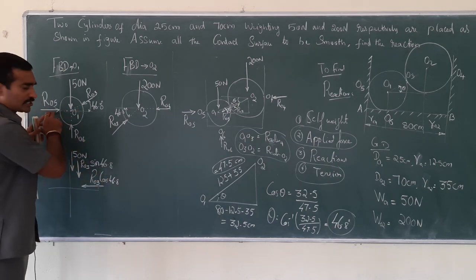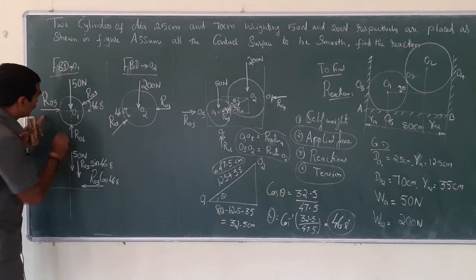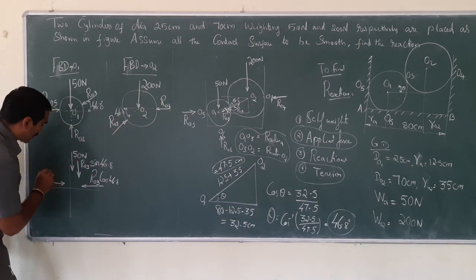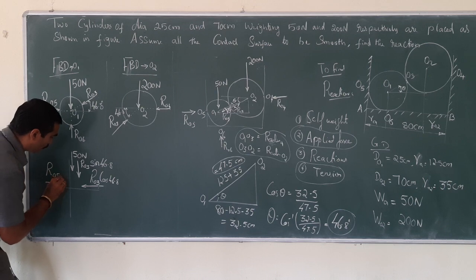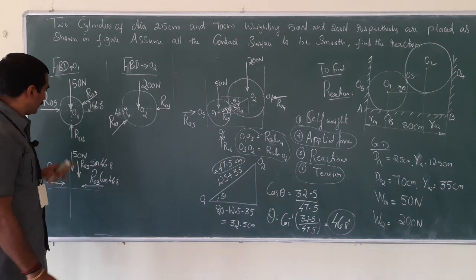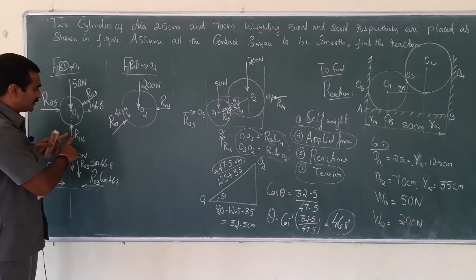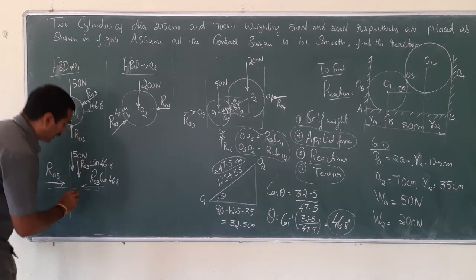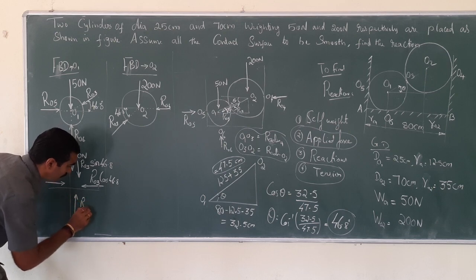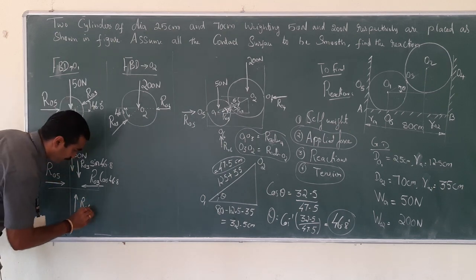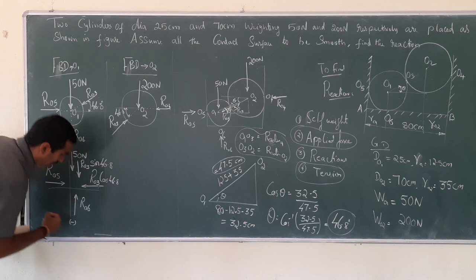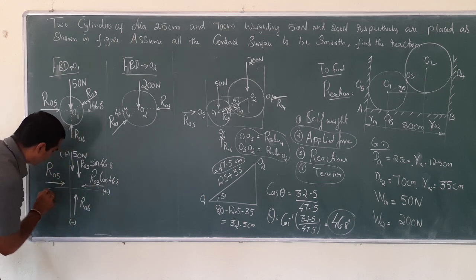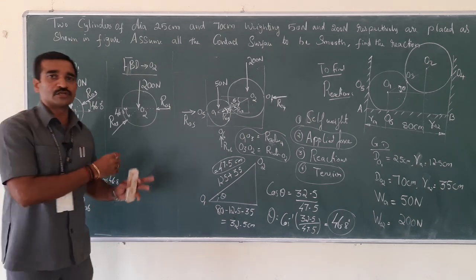Now 1, 2, 3 forces have been captured here. Let me just capture R05, which is moving towards the positive x direction, which is of R05. And look at here, the reaction force which is acting towards the point, that is the vertical direction, is of R06. This is the positive direction, this is the negative direction. This is a resolution force diagram.